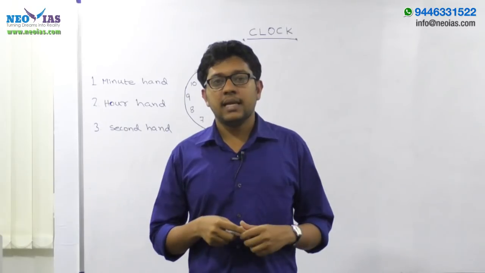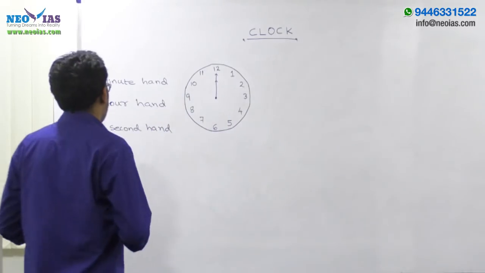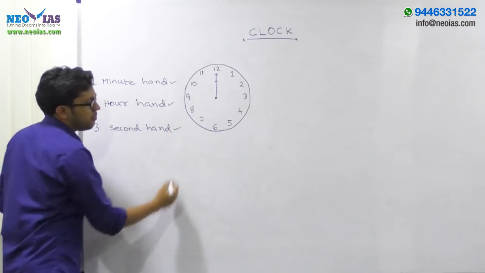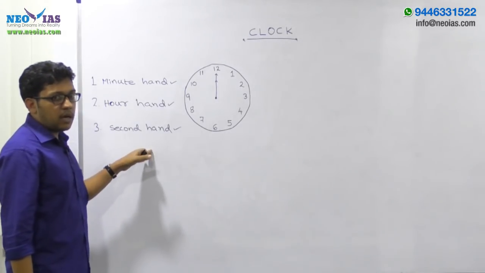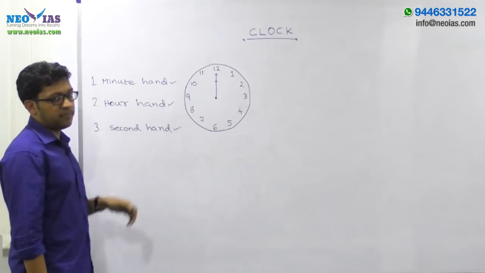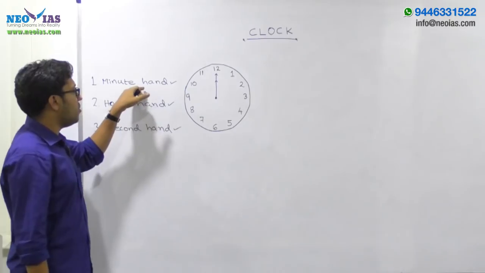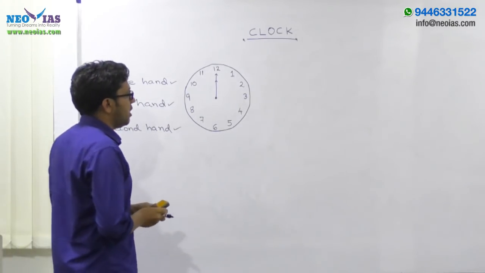Clocks fixed with dials, majority of them are fixed with 3 dials, that are minute hand, hour hand and second hand. Problems that come under this topic are majorly concerned with these 2 hands, that is minute hand and hour hand. Okay, we can go for the details about minute hand and hour hand. First, talking about minute hand.